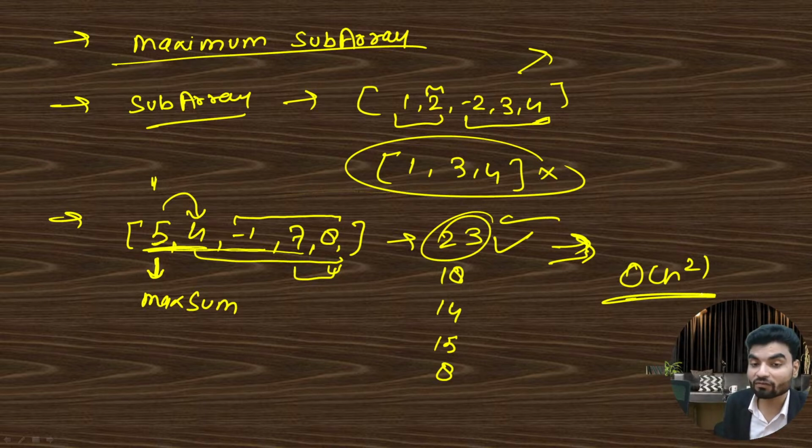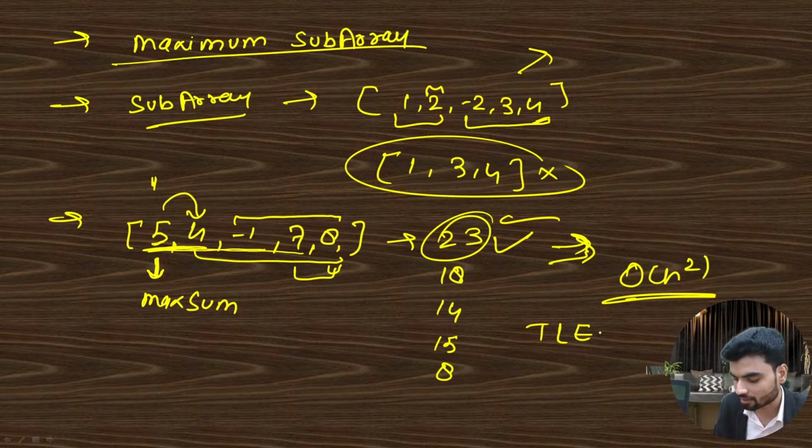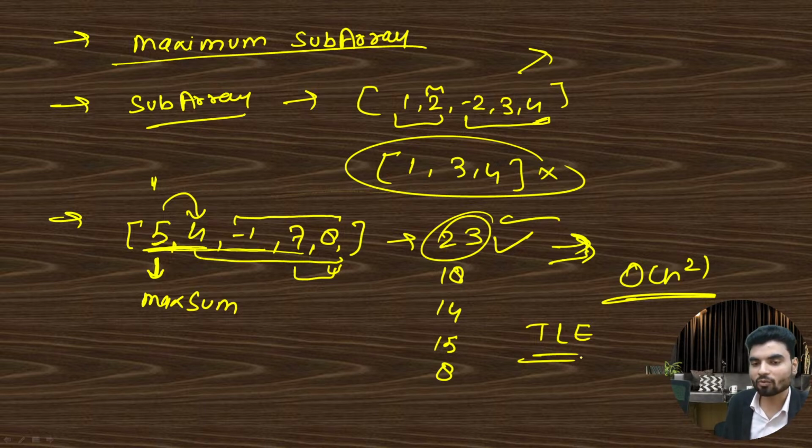So what will happen for very, very large input values? You will get the error TLE, time limit exceeded. So that is not an optimal solution, right? So what will be the optimal solution? How can we approach this problem? Here comes the concept of dynamic programming. Or I don't want to add these heavy terms here. I'll tell you in a very easy peasy way.